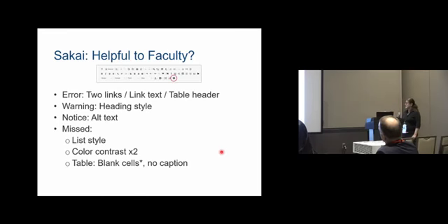It picked up some links and the text error. I was really happy about that. It gave a heading style warning. It gave a notice on alt text, and it missed the list style, right? Which I was surprised by. I thought it would pick that up. It missed both color contrasts, and it missed the blank cells, which may or may not be a problem. I think even Microsoft Word downgraded blank cells to not being a problem.